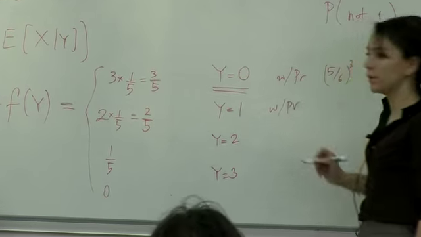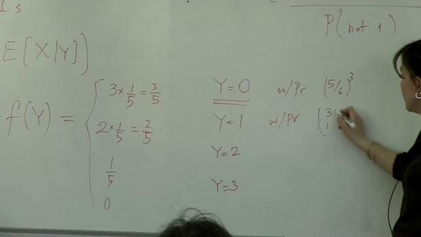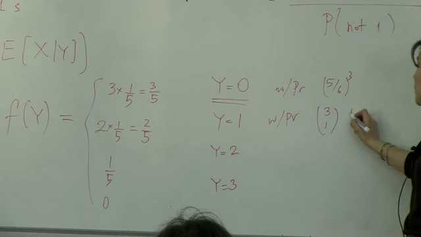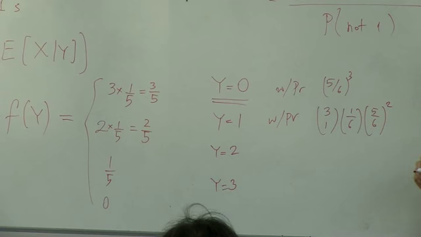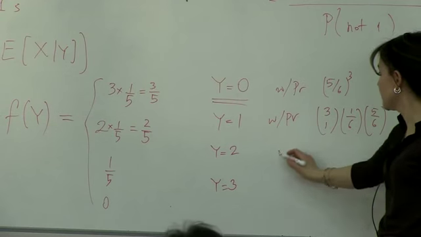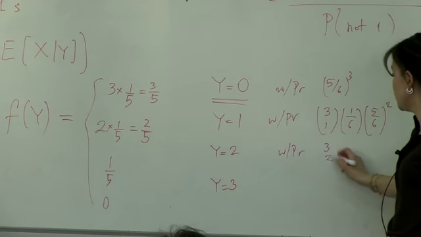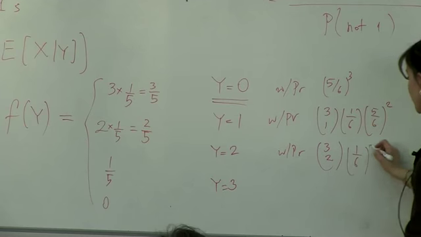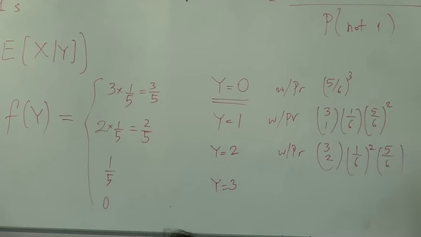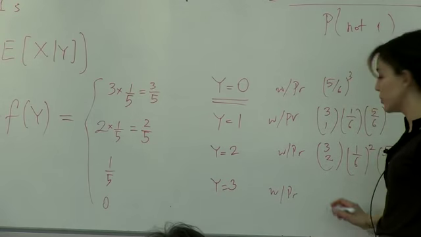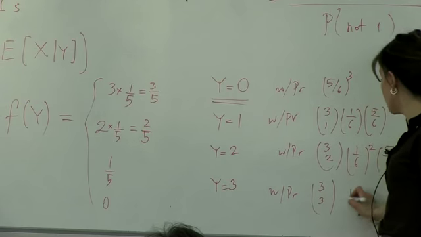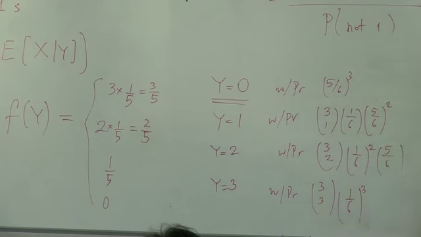Y equals 1 happens with probability 3 choose 1, 1 over 6 times 5 over 6 squared. And y equals 2 happens with probability 3 choose 2, 1 over 6 squared times 5 over 6. These are simply binomial probabilities. And y equals 3 happens with probability 3 choose 3, 1 over 6 cubed. These are actually going to be very friendly numbers.